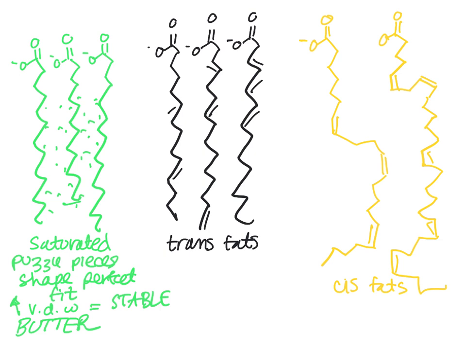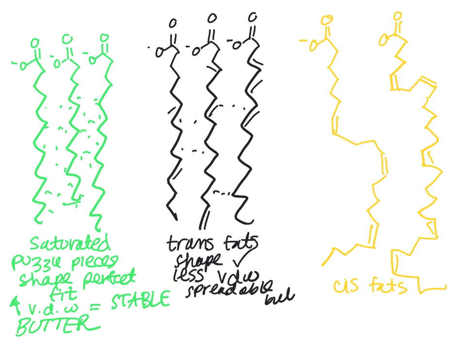The trans fats also have this wonderful puzzle piece shape. I'll just put a shape check mark. They also fit together like puzzle pieces, but because we're missing some of those hydrogen bonds, we have fewer van der Waals interactions. So I'll just draw to make a point: less interactions between the pieces, which makes these a little bit less stable. Instead, a mixture of trans fats has the texture of spreadable butter. Still have good shape interactions. We still have non-covalent interactions, but just less of them. And so it's a little bit less stable than butter, and so more fluidy. And so you get that creamier, spreadable butter texture.